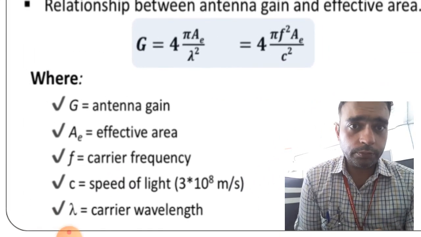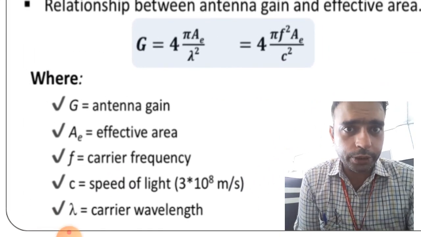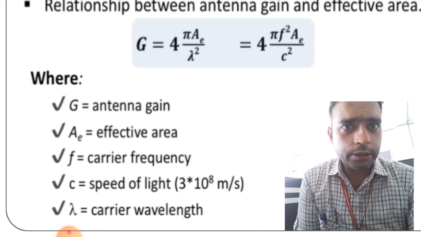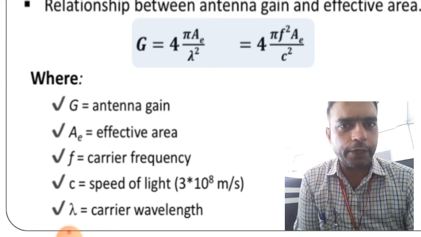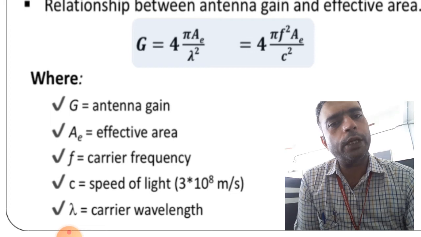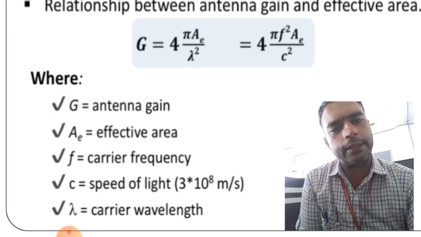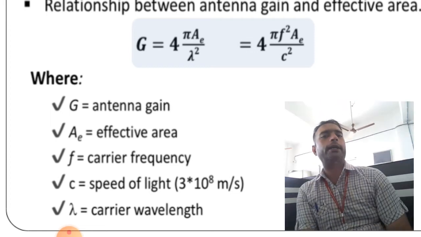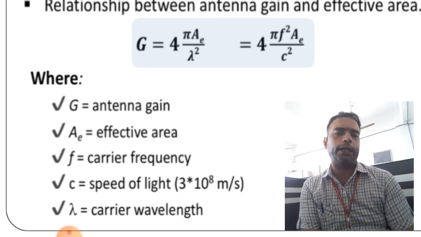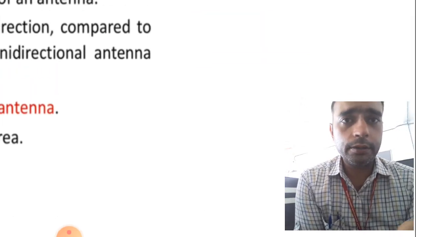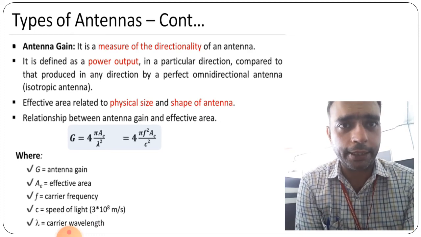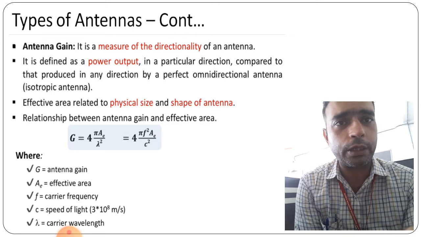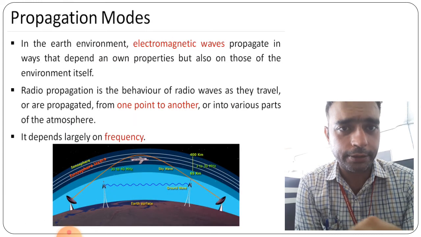Now what are the terms used in this? G is the antenna gain, which we want to calculate, AE is the effective area, F is the carrier frequency, C is the speed of light, equal to 3 into 10 raised to 8 meter per second, and lambda is the carrier wavelength, we can say. So these are the terms we see in the antenna gain, which is a measure of directionality of the antenna.